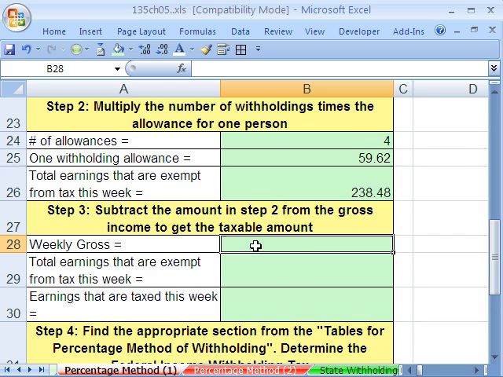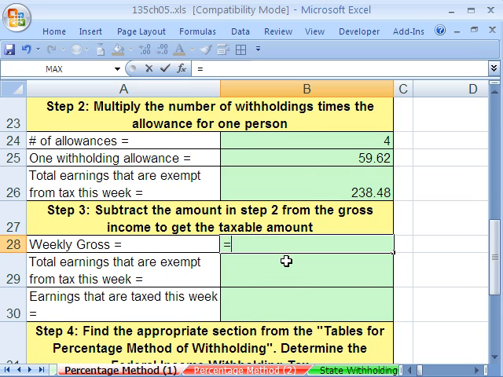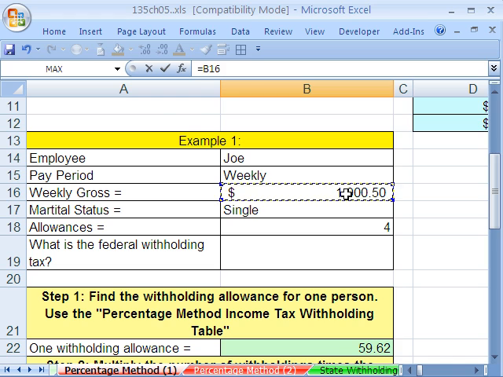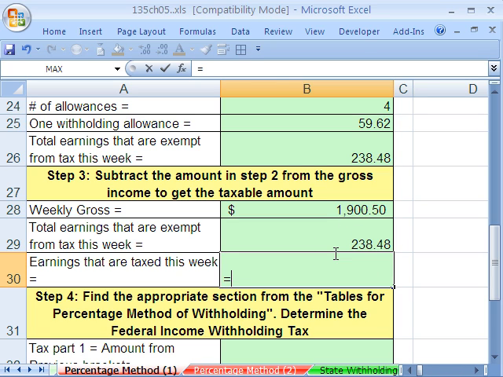All right, so our weekly gross, we have to relist that here. And then our total earnings that are exempt right there. So I'm going to say equals and go get this amount right here. And then I'm going to say equals and get this amount right here. And earnings that are taxed this week. So here's our total. They're going to let us keep this and not tax that, so we need to do subtraction. Equals that one minus this one right there. That will give us our earnings that are taxed this week.